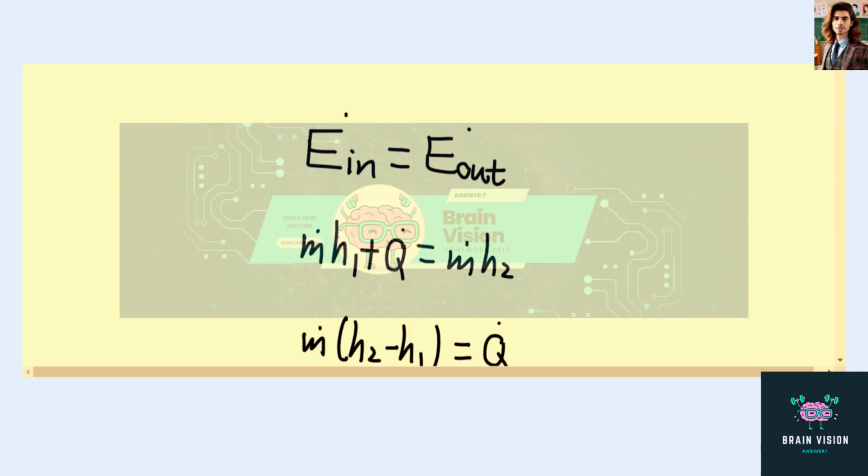So for this question, we know the rate of change in internal energy should be equal to 0 because the water enters the heater steadily. Therefore, if we expand the equations on the left side and the right side, we'll have m dot h1 plus q dot is equal to m dot h2.